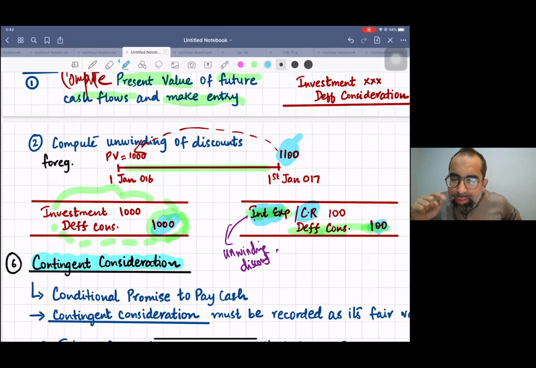As this deferred consideration was the liability of parent company, because parent company gave the promise to S company shareholders, this is the liability of parent company. So definitely when this liability belongs to parent company, this interest expense belongs to parent company as well.